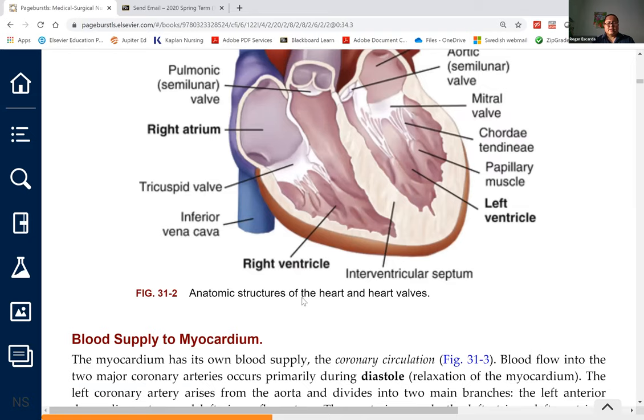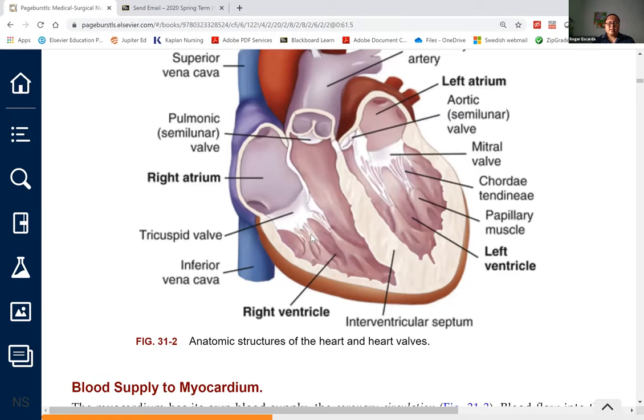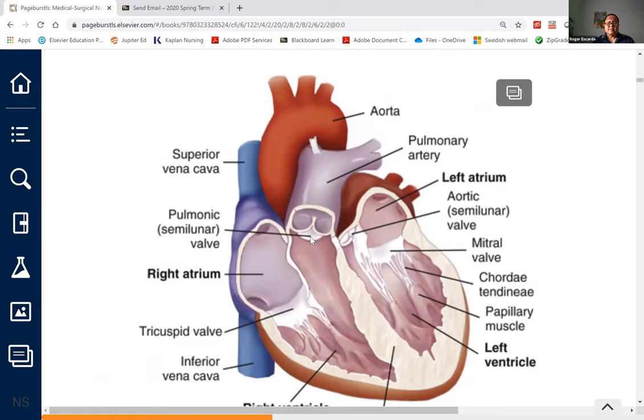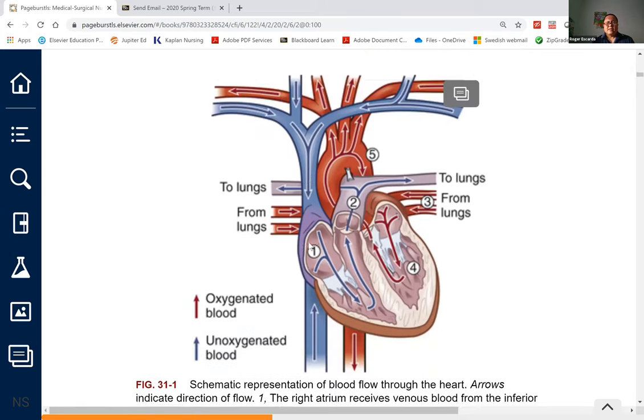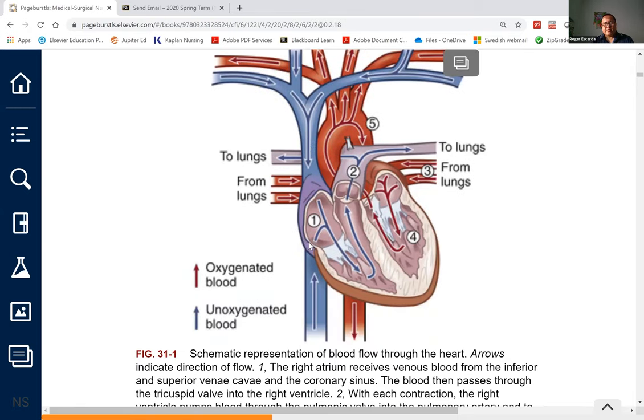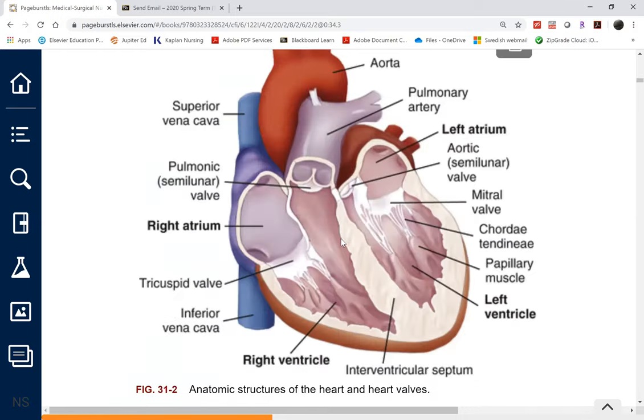Now, take note that coronary circulation is separate based on the structure of your heart and the vessels. When does the heart really perfuse, meaning when does the heart muscle itself receive blood flow?